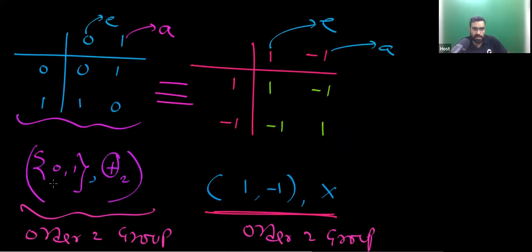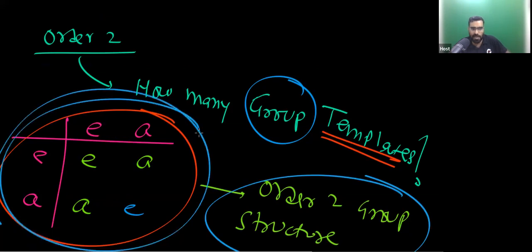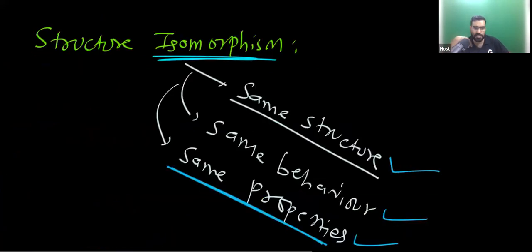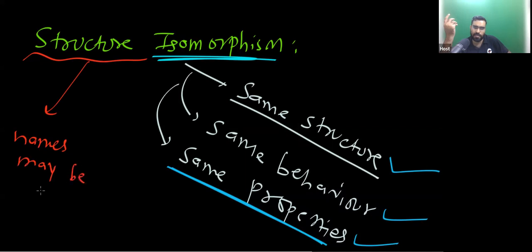Okay, very simple. Remember, here the names are different. Here 0, 1, here 1, minus 1. The names are different, but this is also an order 2 group. So they have the same behavior. This is the behavior of every order 2 group. Same behavior, same properties, same structure, but the names may be different. Everything else is the same. Very simple. I hope this point is clear.